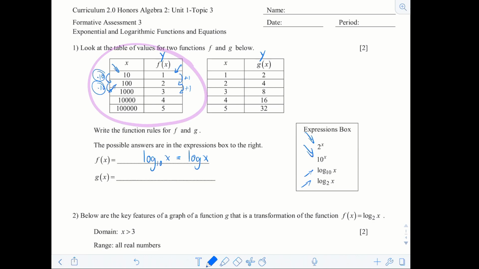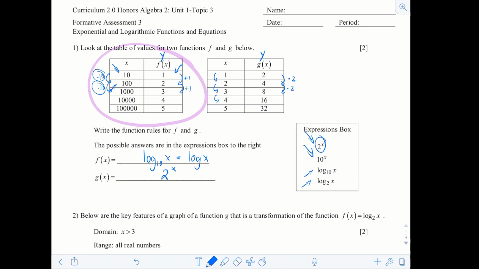Now for g of x, I can see that each one of these is going up by 1 each time. That means I'm plugging in an x value, and I can see that the outputs are going up by multiples of 2, so that is going to be an exponential growth. That would be 2 to the x.